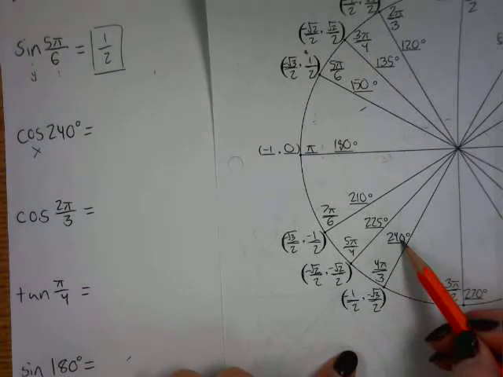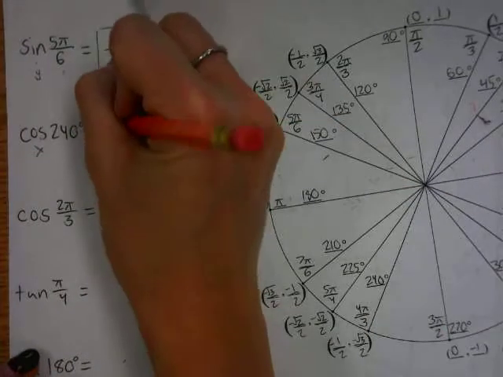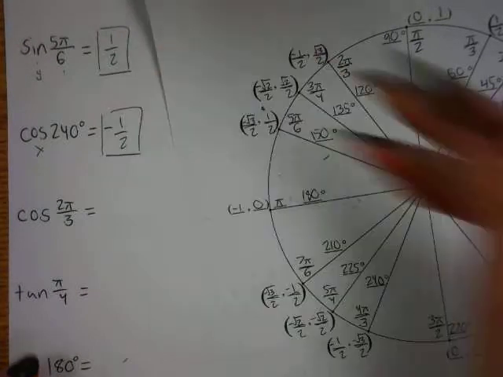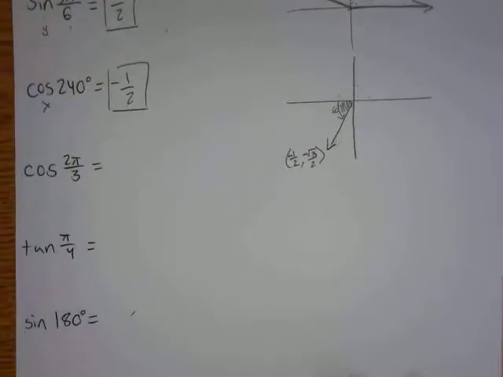Let me just check one more time. Yep, for 240, there they are. Our x is negative 1/2. So we'd be looking for negative 1/2 for that one. That should be what you get when you plug it in your calculator.